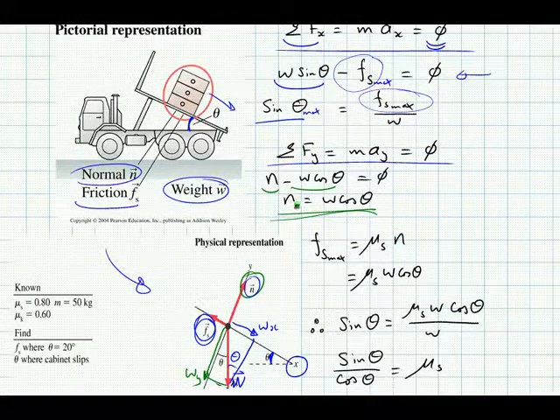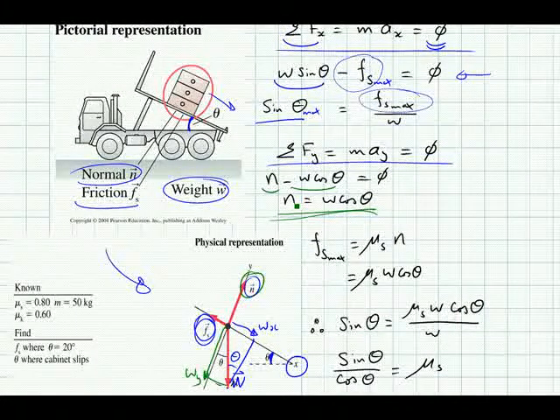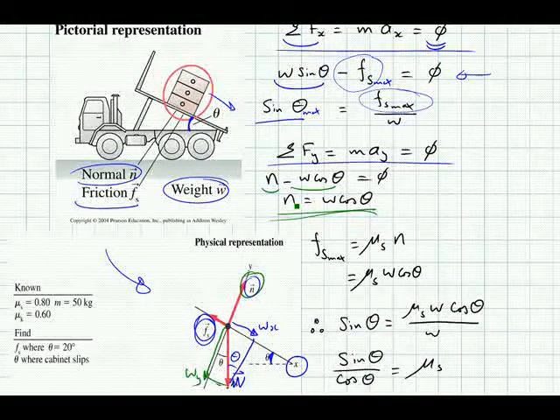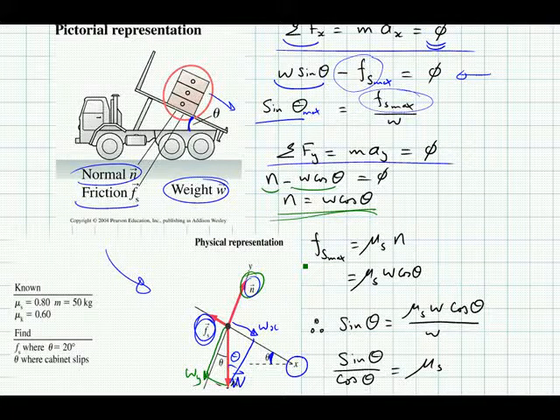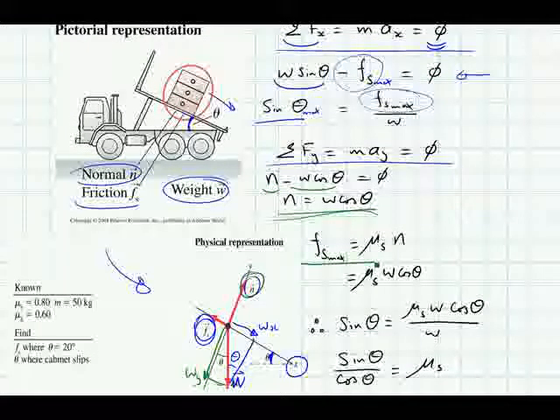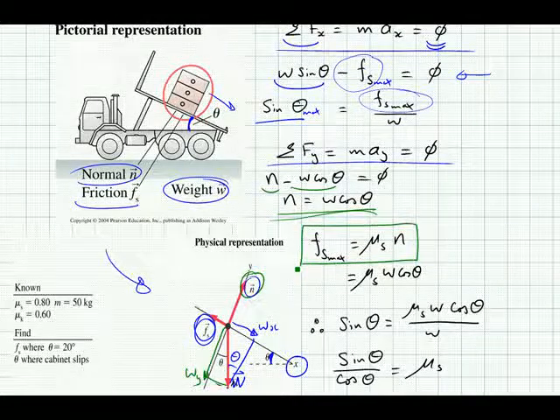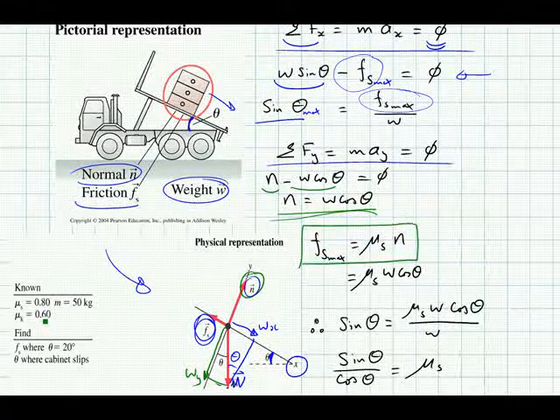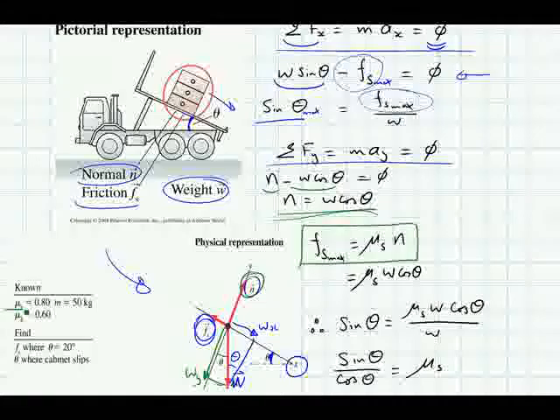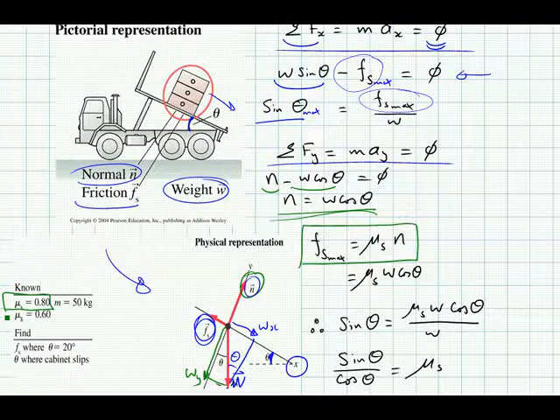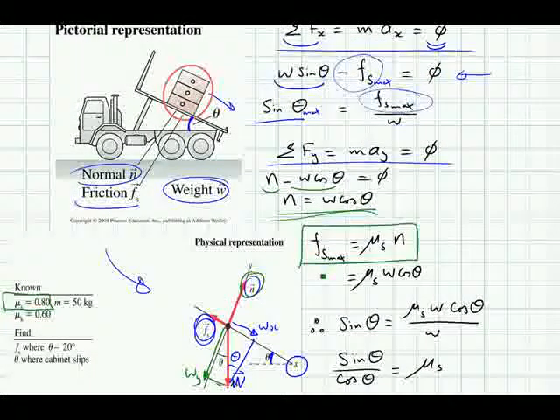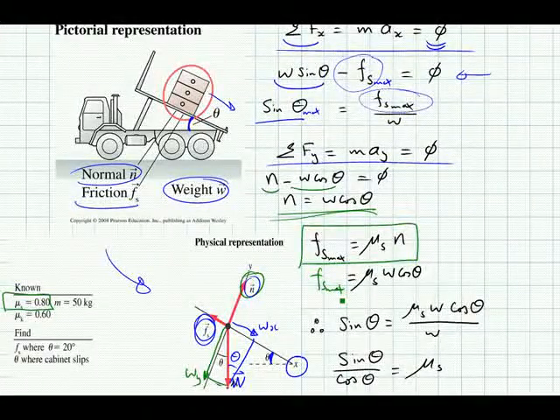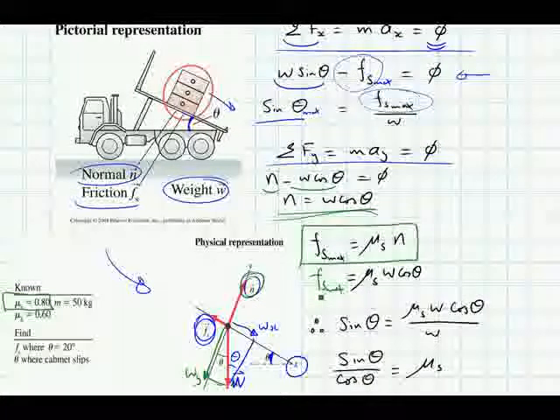Now that we've established an expression for normal force, we can use the fact that Fs max is given by normal force times coefficient of static friction, and the coefficient of static friction is given to us in this problem, which means that the maximum static friction force is equal to mu s W cosine theta.